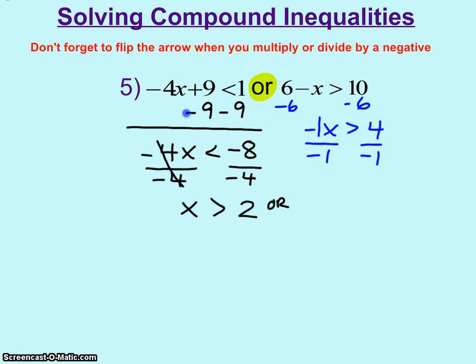And again, because I'm dividing by a negative, I'm going to need to change the arrow. Here I have x. Positive 4 divided by negative 1 is negative 4, and that arrow flips.